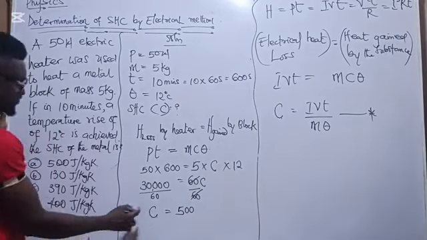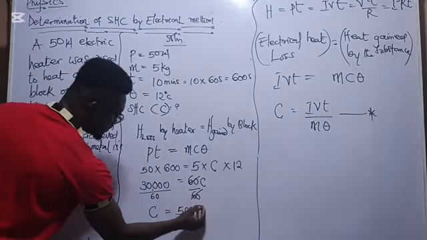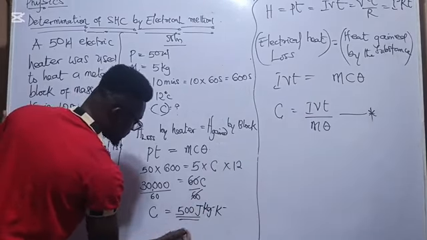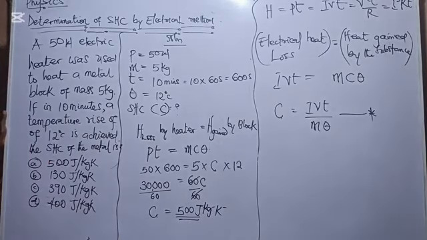Now, what's the unit of specific heat capacity? It is joule per kilogram per Kelvin. So we have 500 as the correct option. So option A gives the correct option.